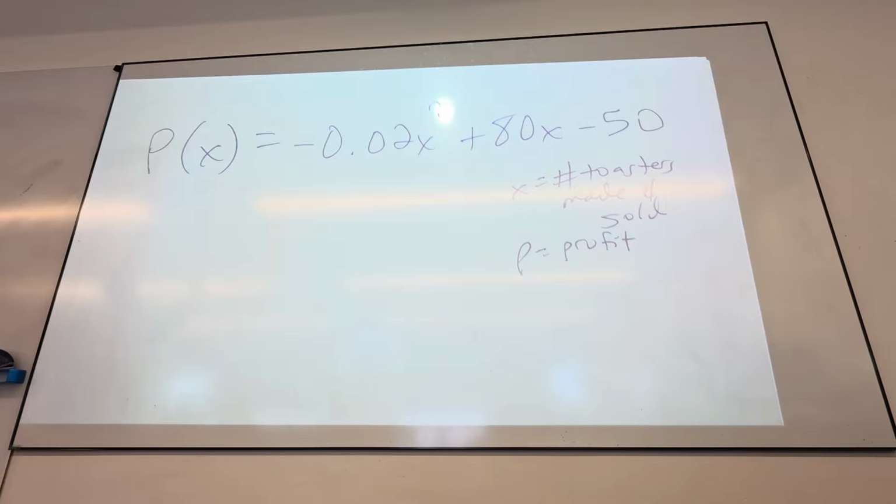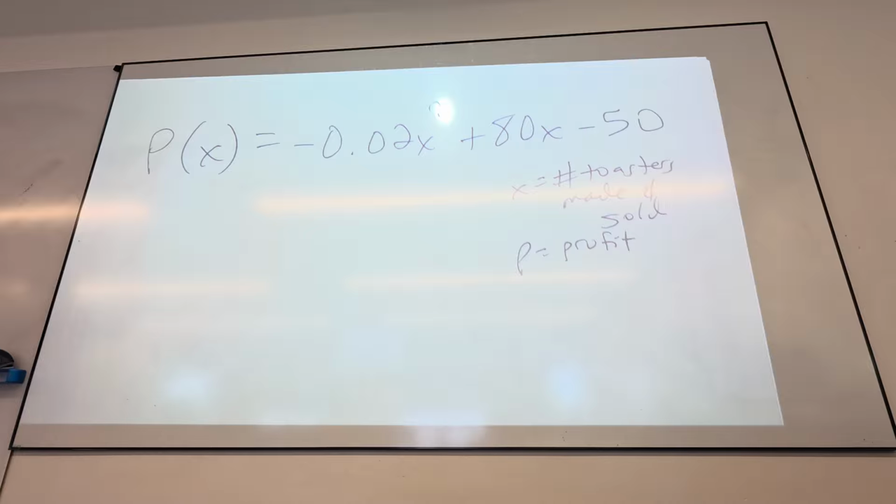So let me ask the question again. I want to know the maximum profit. Can anybody tell me first, why is there a maximum profit? Because it opens down. So there's going to be a maximum, yes? Secondly, where is that max going to happen? At the vertex. So when I say find the max profit, what am I really saying? I'm saying find the vertex.